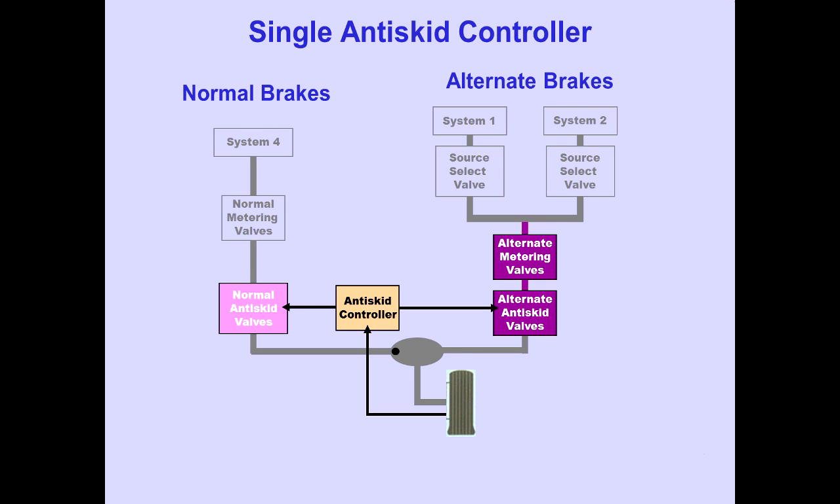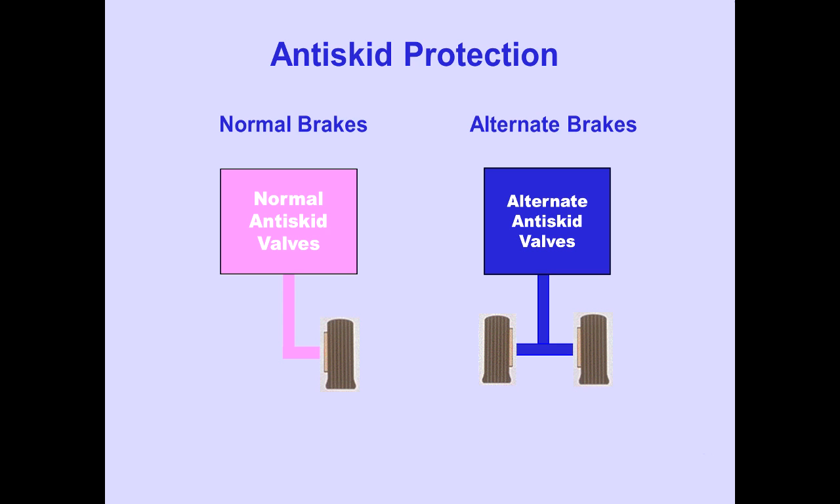A single anti-skid controller controls both the normal and alternate anti-skid valves. Recall each main gear wheel has anti-skid protection when normal brakes are operative. During alternate brake operation, anti-skid protection is provided to wheel pairs on the same axle.